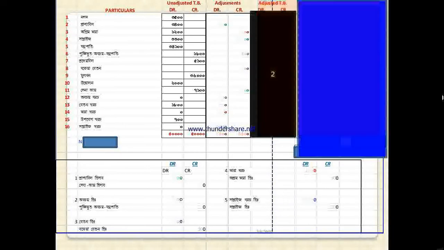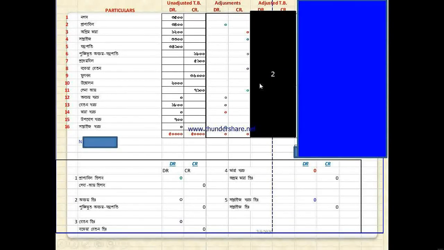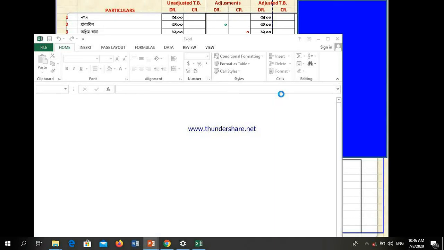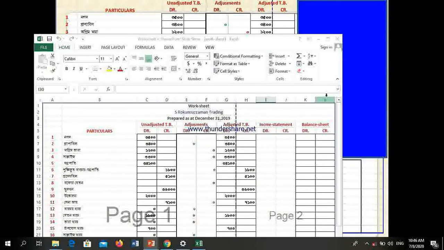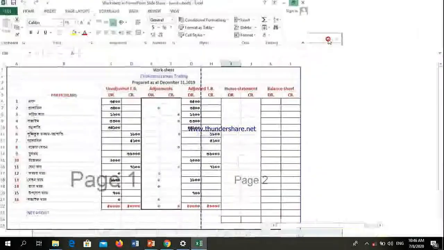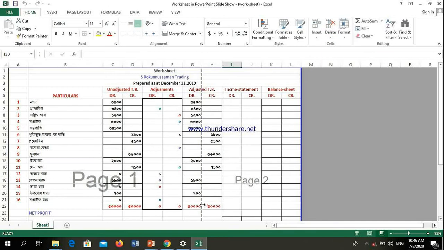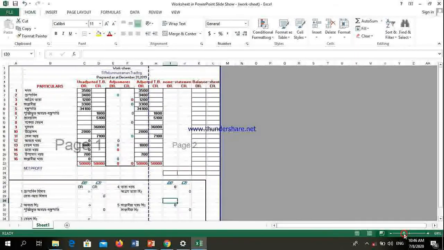So next one, adjusted trial balance. Look, adjusted trial balance. This is an unadjusted trial balance. Am I right? Unadjusted trial balance. Same unadjusted trial balance is there. Okay. This is an unadjusted trial balance and the same figure is unadjusted trial balance. If we put the adjustment, ultimately the unadjusted trial balance will turn into the adjusted trial balance.